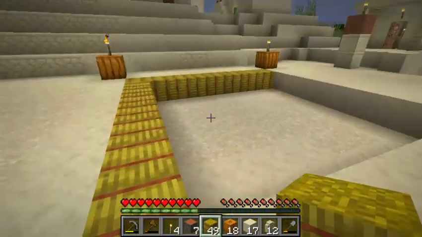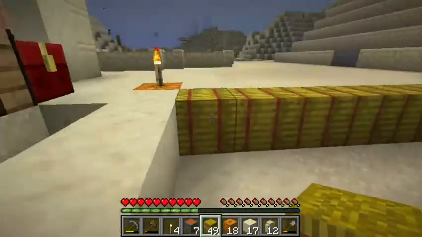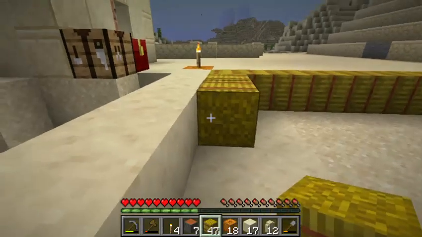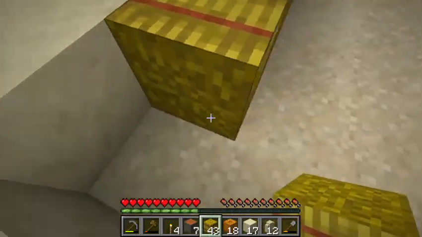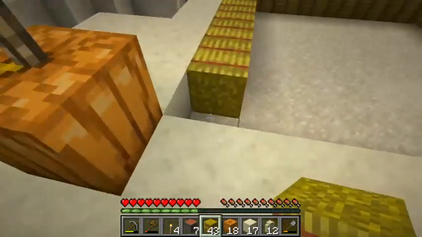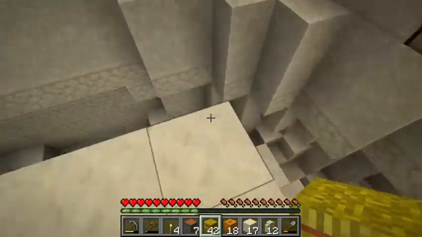As you can see, whatever direction I'm facing when I place the hay bale is treated as the bottom of the hay bale. Gotta avoid this.